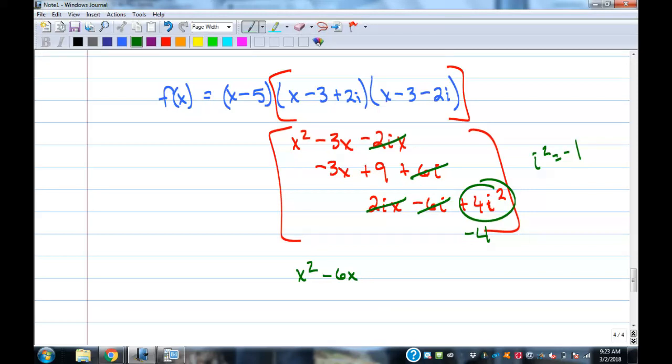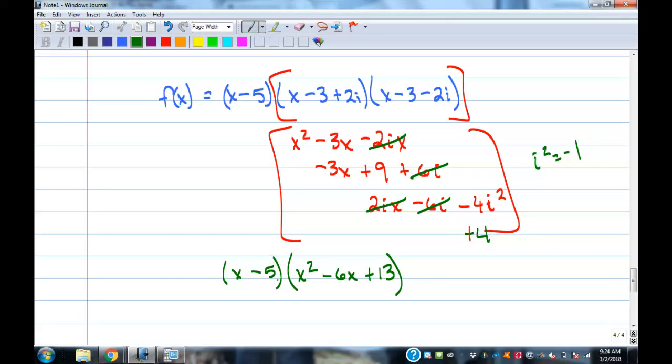Hold on. That should be a minus 4i squared right there, because it's negative 2 and positive 2. So that makes it a plus 4. That'd be plus 13 there. So we've taken the complex stuff and multiplied it together. When you do that correctly, all of the i's will go away.